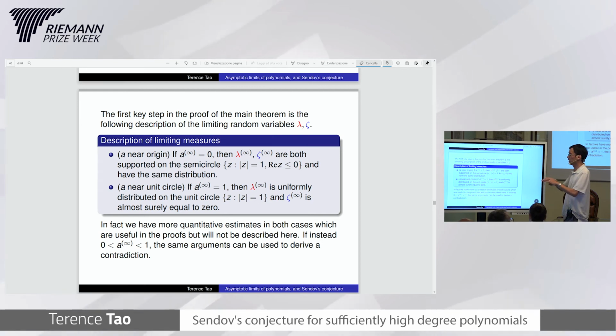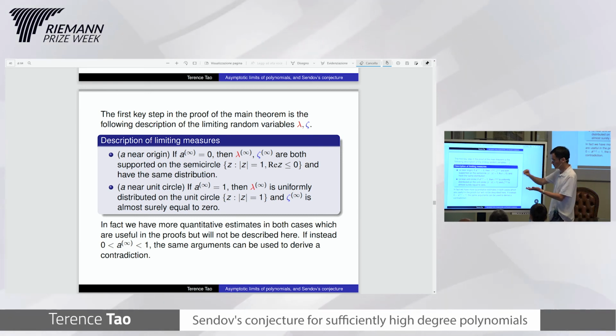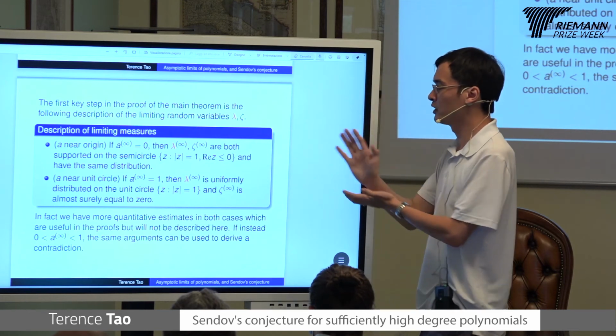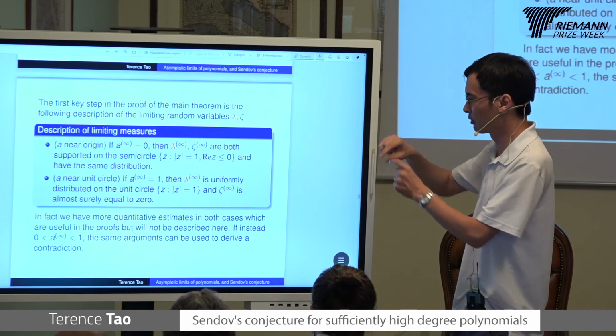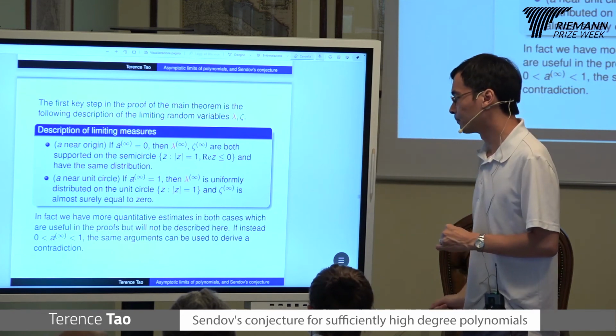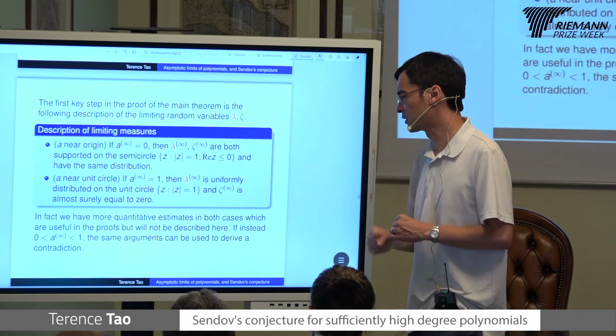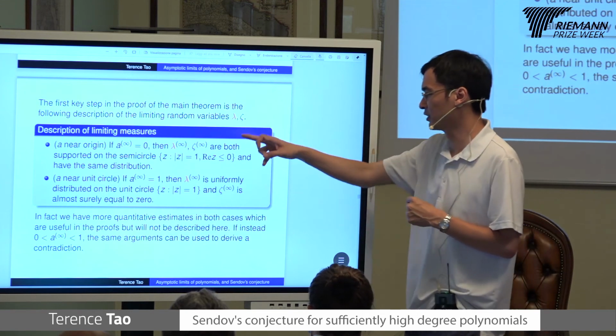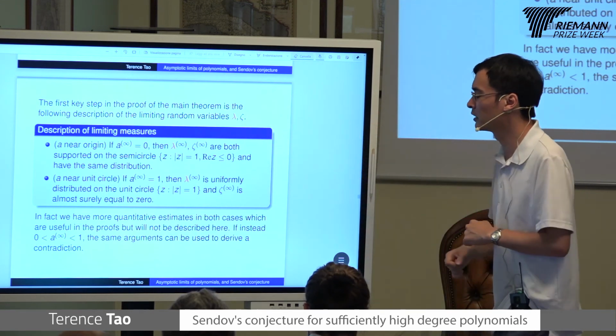So it turns out that you can work out almost exactly what these limiting measures have to be. As I said, there are two cases, whether the special parameter goes to 0 or goes to 1. If it goes to 0, it turns out that both the critical point measure and the zero measure converge to the same measure, and they're both supported on the same set, which is actually a semicircle. There's a similar law for the unit circle, but I'll skip that. But you can get very strong control on these limiting measures, which gives you strong control on all these other quantities involving f.